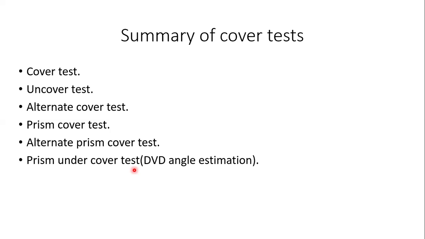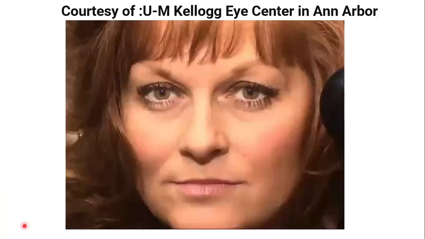Then I put the cover and I put the prism behind the cover, and then I remove the cover and see whether the eye is still moving or not. So that is only for DVD angle estimation. Why it is important? Because, for example, if you are doing superior rectus recession for a patient with DVD, then you need to know whether it is small DVD, moderate DVD, or large DVD to know whether you need to do 6 millimeter superior rectus recession or 8 or 10. Okay. So now I will come to some of the videos that will help us to know more about the examination.